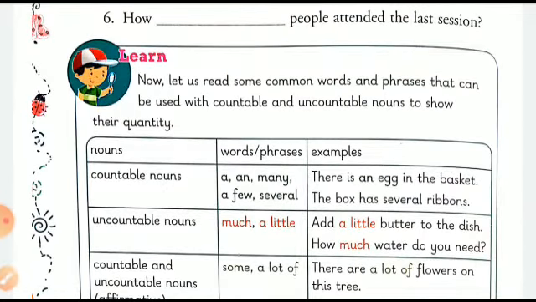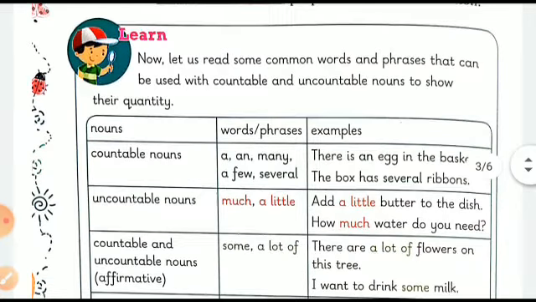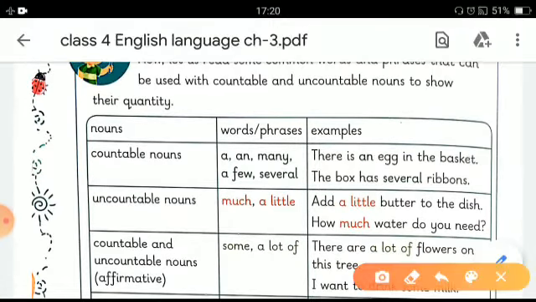Now let us read some common words and phrases that can be used with the countable and uncountable nouns to show their quantity. Countable nouns: for countable nouns, we use a, an, many, few, and several. And the examples are: there is an egg in the basket. The box has several ribbons.